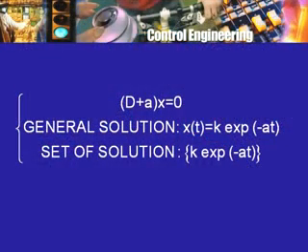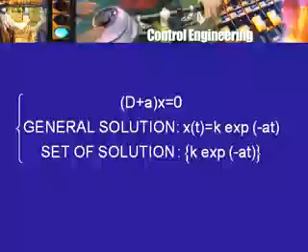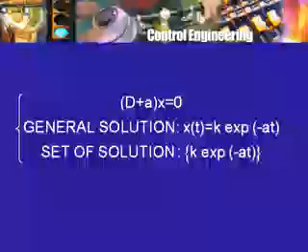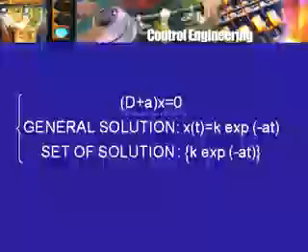To repeat very quickly, the differential equation Dx plus ax equal to 0 has the solution x of t, that is the function x whose value at any time t is given by any number that you like, k, multiplied by exponential of minus at. This was the solution, or the set of all solutions, of the first order or first degree differential equation Dx plus ax equal to 0.